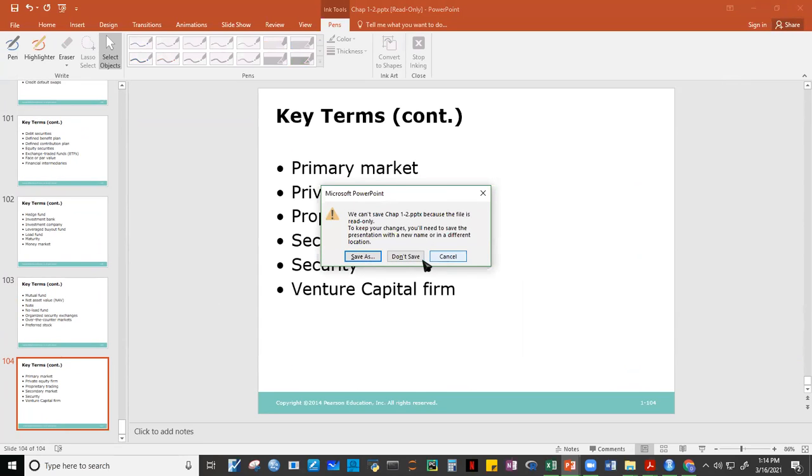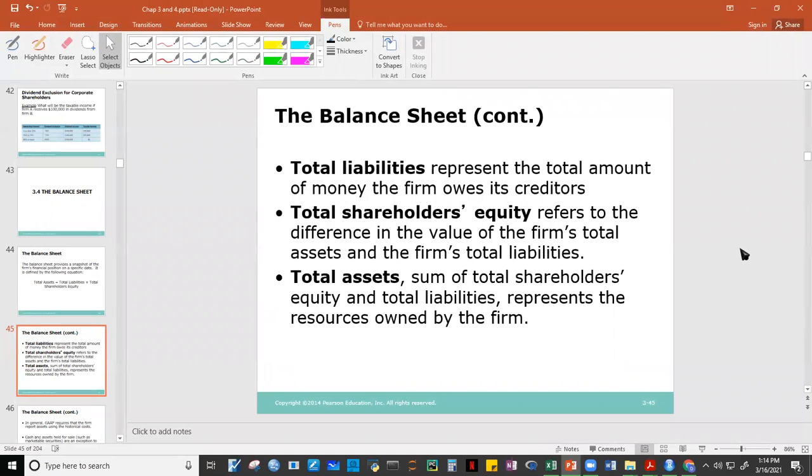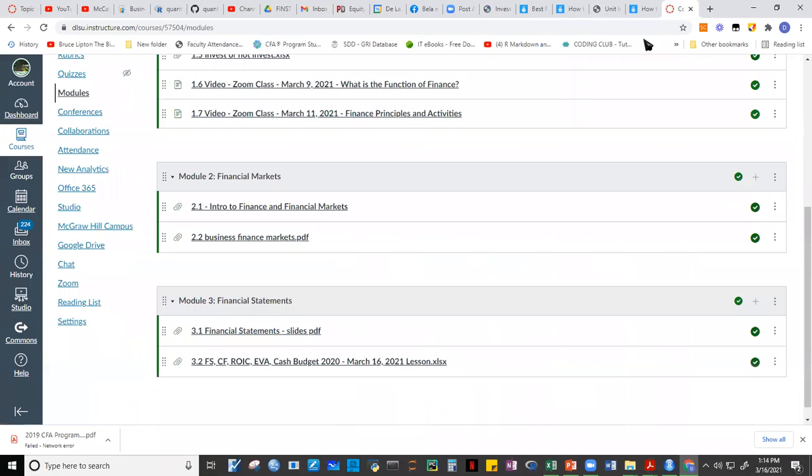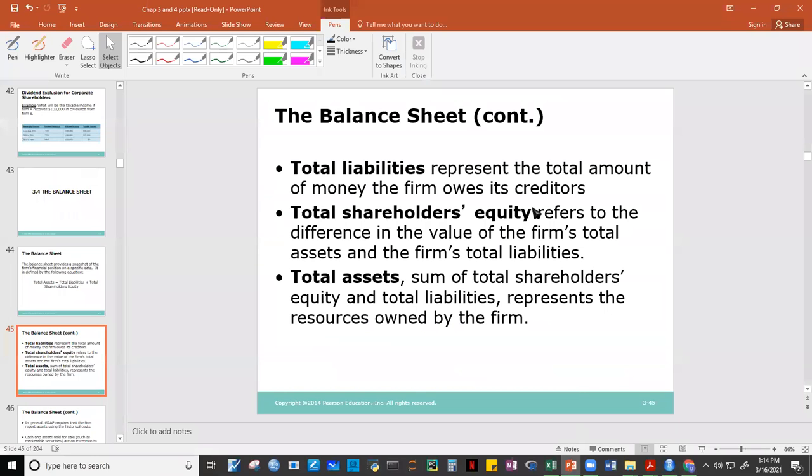Okay, so don't save ko to. Okay, well, let's now go to the other slide that I showed you. So dito, guys, module 3, financial statement slides, and then this is an Excel file which we're going to start making use of today. So tingnan muna natin to, guys, ano ba laman ng slides na to? Chapters 3 and 4 to.